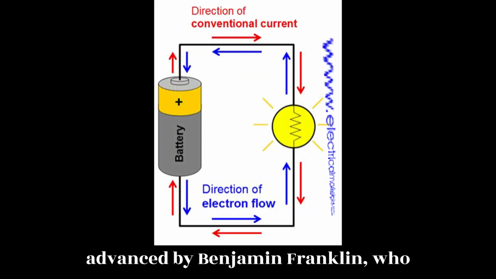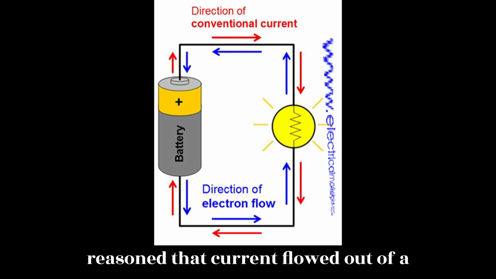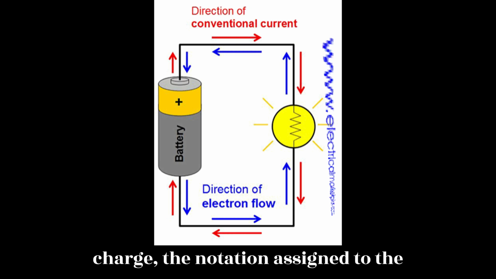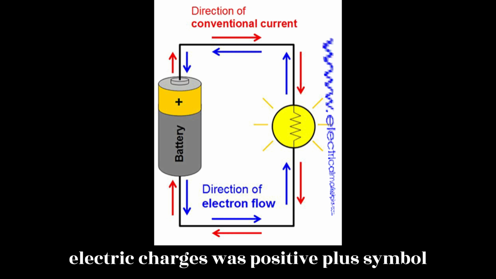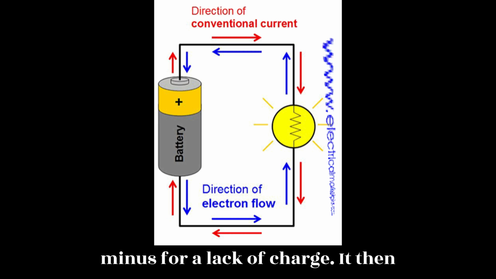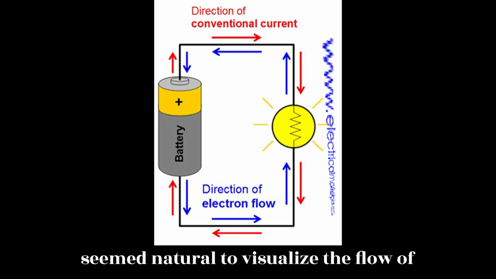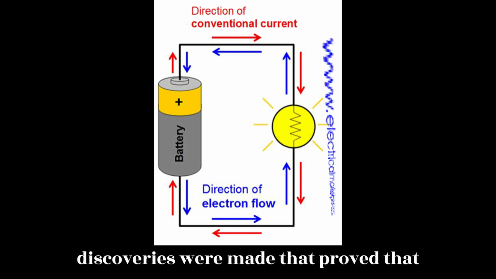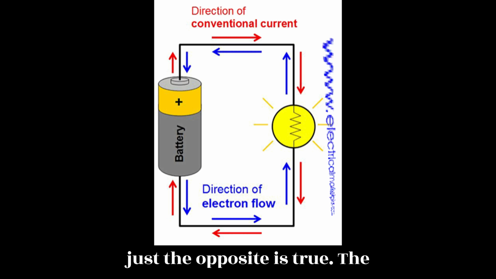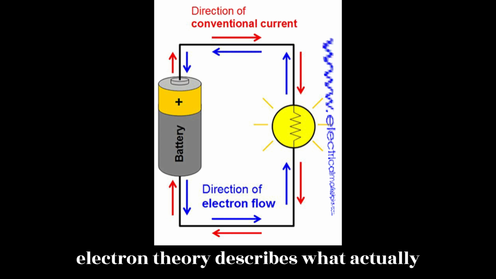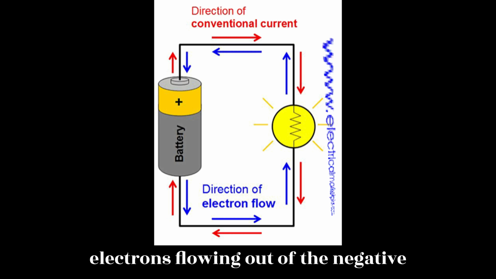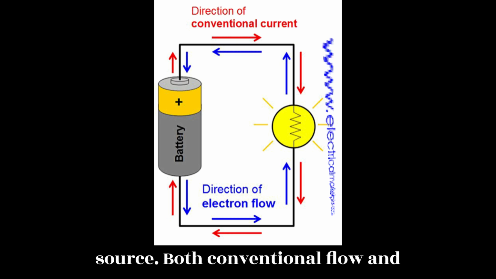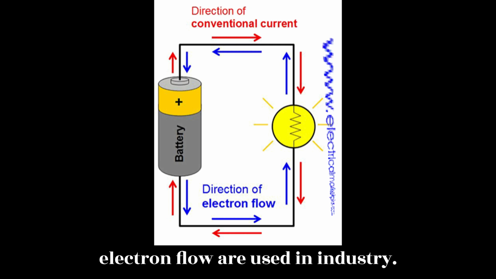The conventional current theory was initially advanced by Benjamin Franklin, who reasoned that current flowed out of a positive source into a negative source or an area that lacked an abundance of charge. The notation assigned to the electric charges was positive, plus symbol, for the abundance of charge and negative, minus, for a lack of charge. It then seemed natural to visualize the flow of current as being from the positive, plus symbol, to the negative, minus. Later discoveries were made that proved that just the opposite is true. Electron theory describes what actually happens in the case of an abundance of electrons flowing out of the negative, minus, source to an area that lacks electrons or the positive, plus symbol source. Both conventional flow and electron flow are used in industry.